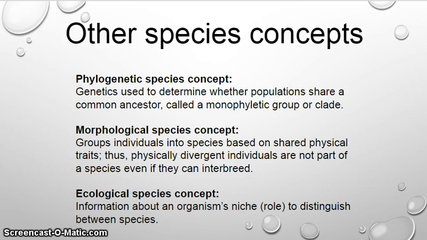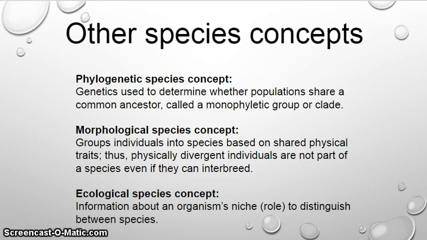So genetics are used to determine whether populations share a common ancestor, and if they do, we call this a monophyletic group or clade. Remember to keep an eye on your word roots here. The morphological species concept is based on physical characteristics, and we've definitely talked about morphology before when we're discussing phenotype. So in the morphological species concept, the phenotype is very important, with the genetic type, the genotype being less important.